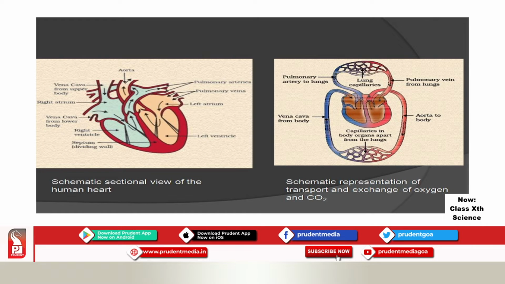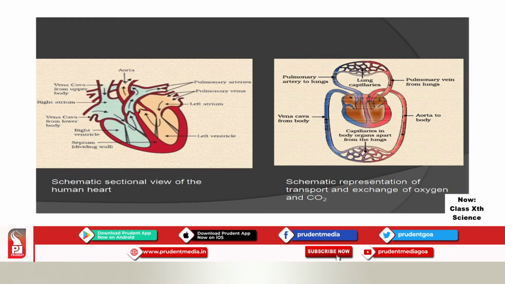Okay, the same function is performed here. A valve allows the blood to flow in only one direction. So, when blood enters from the left atrium to the ventricle, these valves allow the blood to travel or pass in only one direction, okay, not in the opposite direction. So, valves play a very important role.